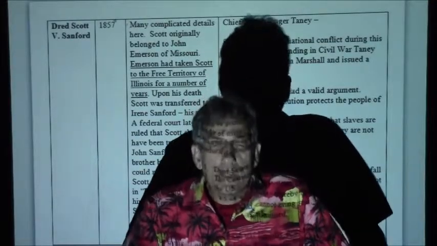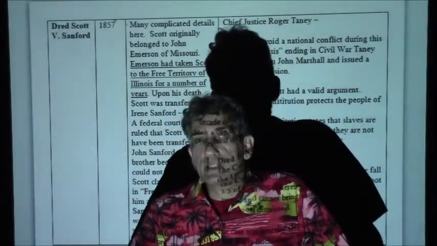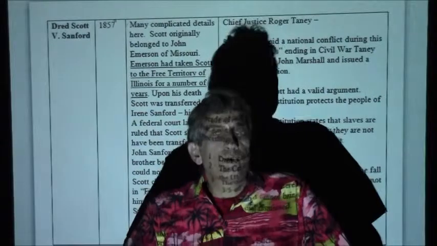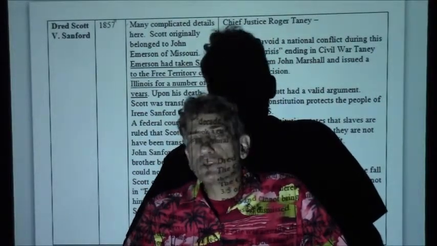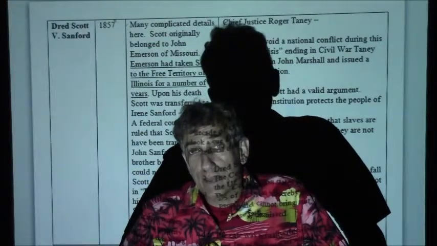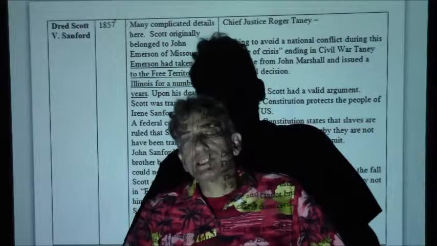So here we are. The year is 1857. 3 years before South Carolina secedes, 3.5 years before the first gunshots at Fort Sumter. The nation is being torn apart over the question of slavery, and here is Dred Scott. Who is Dred Scott? Dred Scott is a slave.